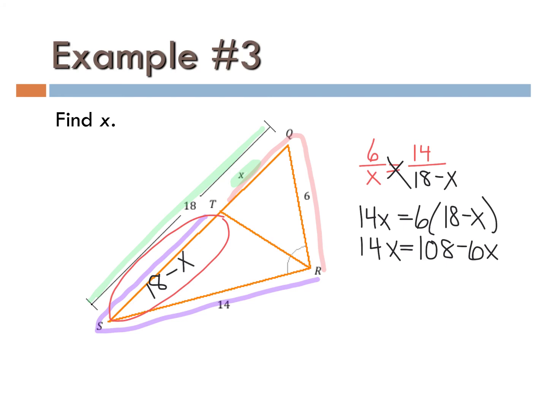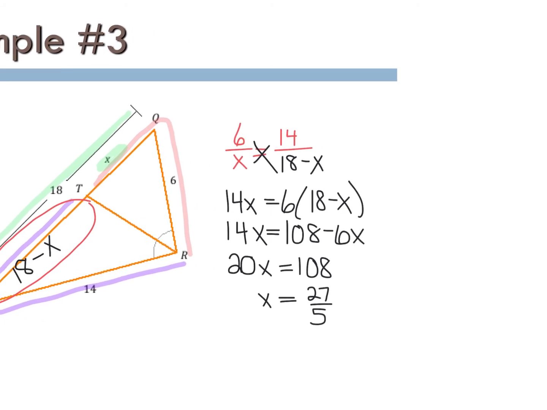Let's add 6x to both sides. When I add 6x to 14x, I get 20x equals 10.8. Just kidding, 108. I'm already dividing in my head. Now let's divide by 20, and I get x is equal to 27 over 5 once I reduce.